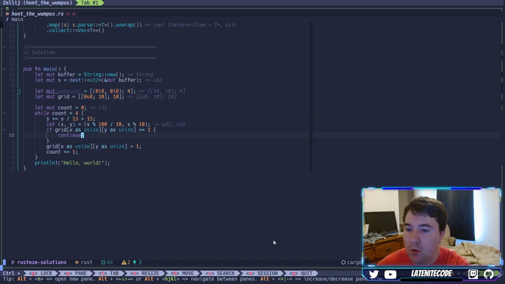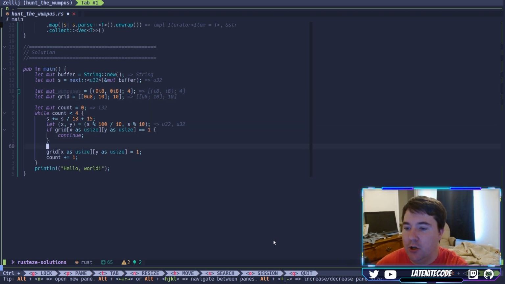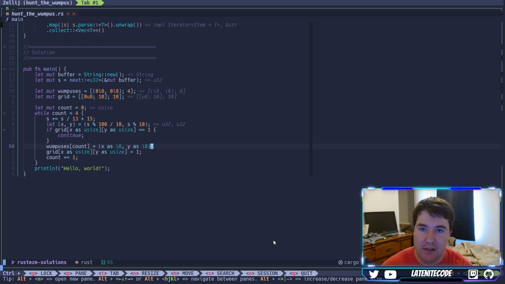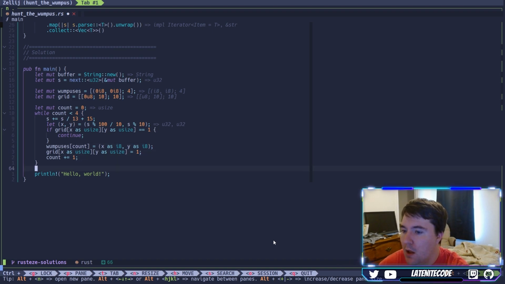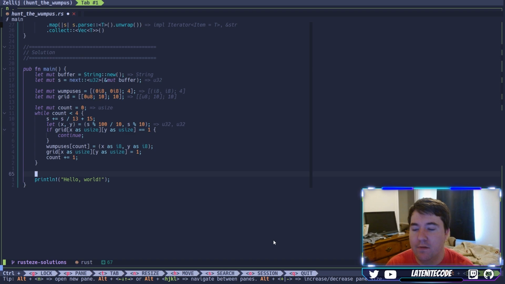So now after we've stored this location in a grid, we can actually go ahead and just say that the wumpuses at count, because that is the Wumpus we're storing, is now equal to a tuple of x as i8, y as i8. And we've already shown to ourselves, at least through ScalaDraw, that these are single digit numbers, so we're fine here. Plus, if they're not, it's going to break our grid. Okay, so now we actually have our 4 unique seeds with 4 unique coordinates stored in the grid as ones. The count is 4, and all of our Wumpuses have been stored.